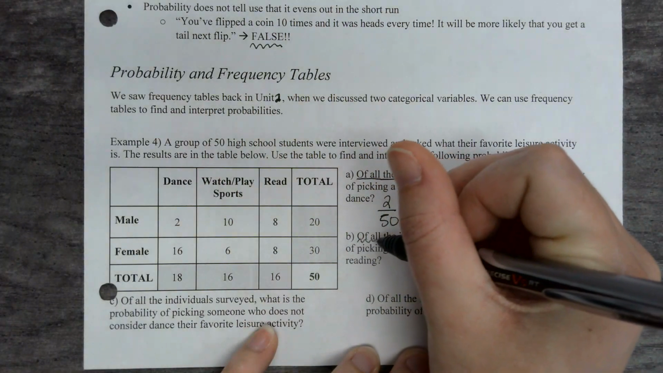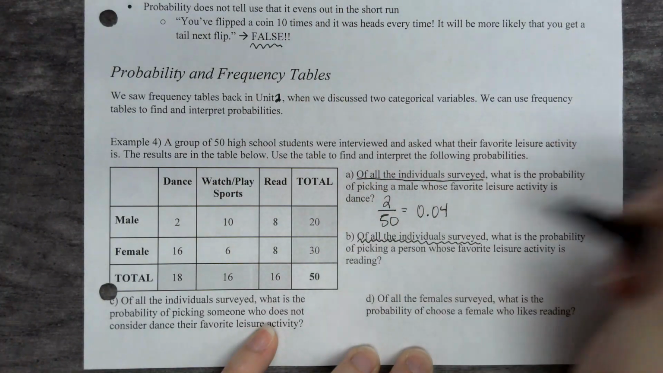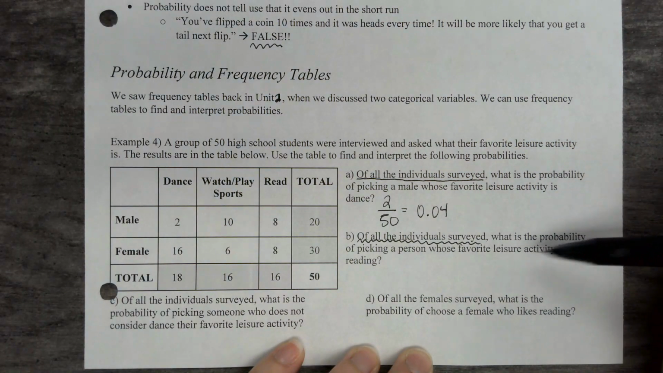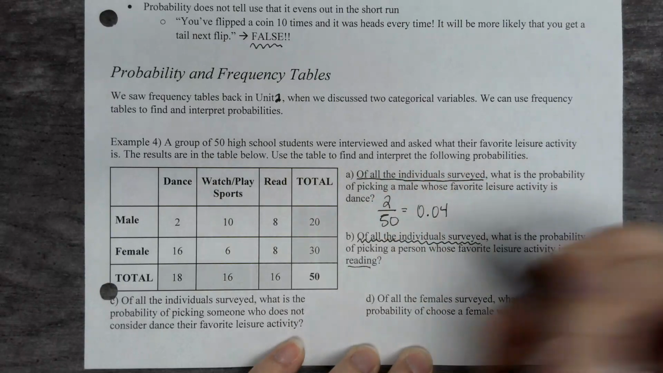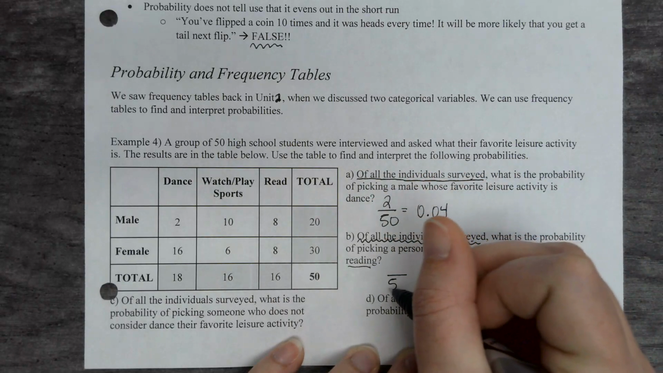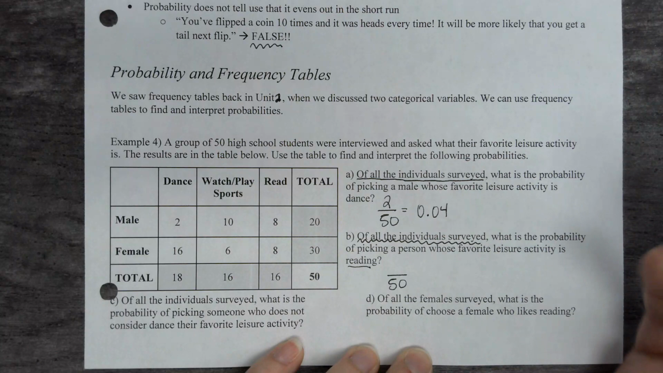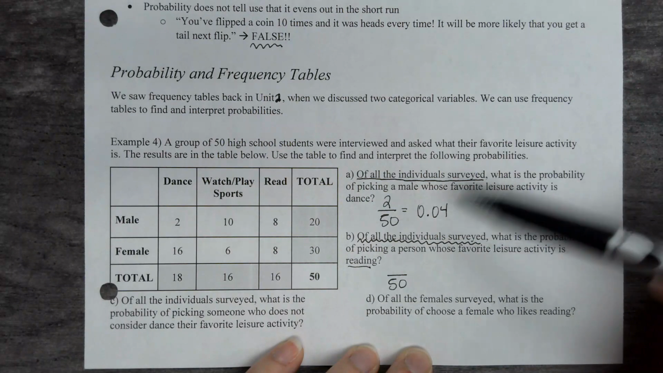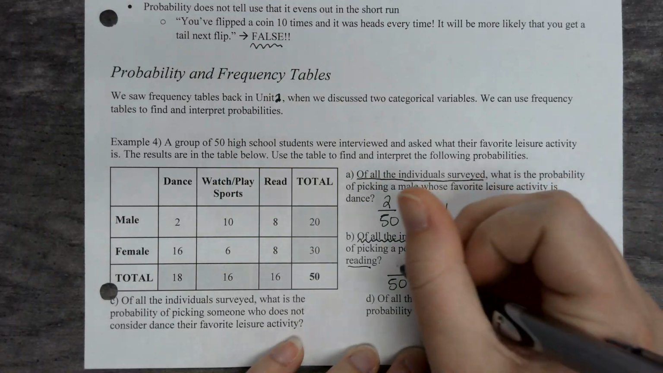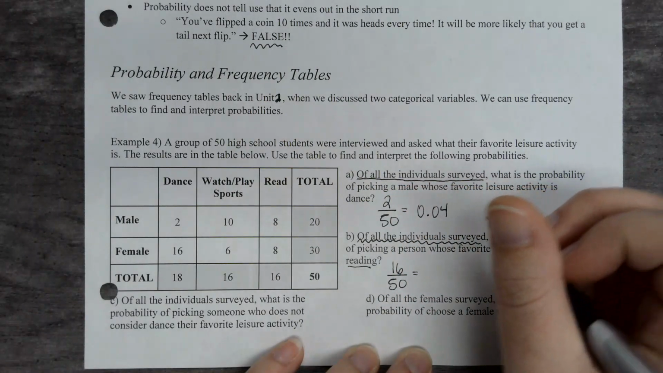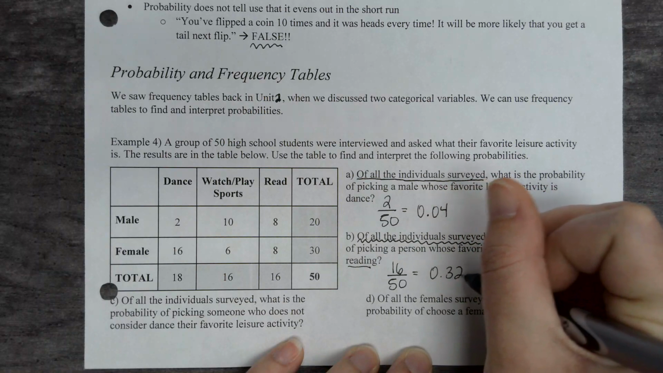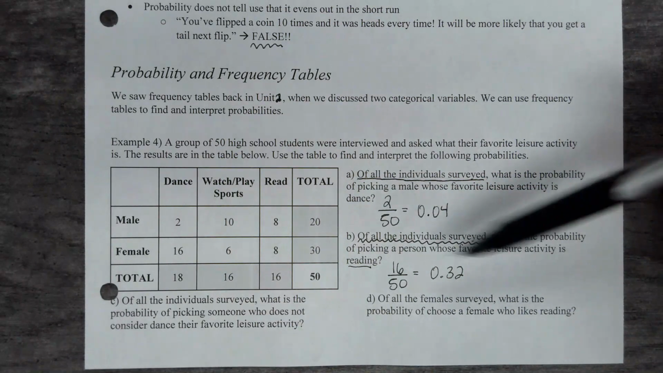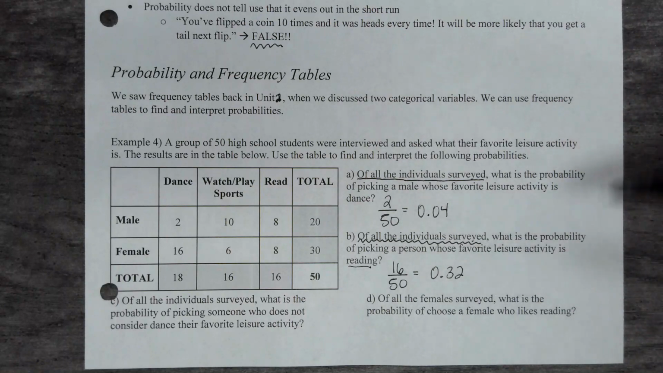So once again, looking at B, of all the individuals surveyed, what is the probability of picking a person whose favorite leisurely activity is reading? So out of the 50 individuals, how many said that their favorite leisurely activity was reading? So reading, 16 out of the 50. Take 16 divided by 50 and you get 0.32. So the probability of picking a person whose favorite leisurely activity is reading is 0.32.